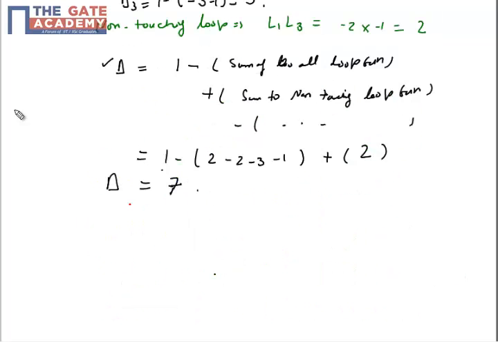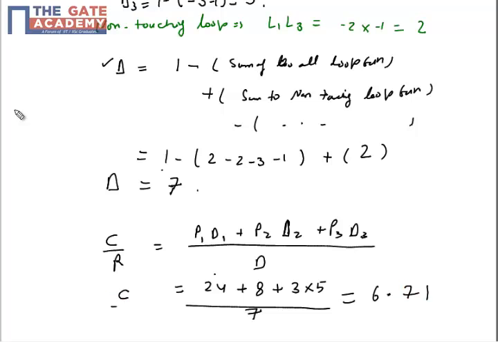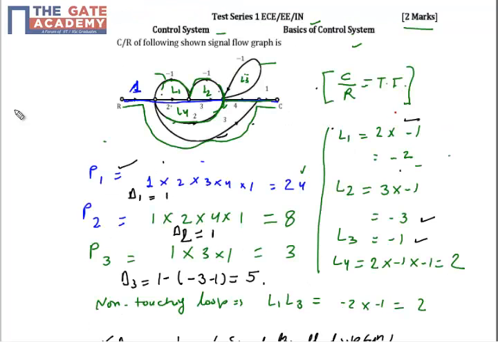Now apply Mason's gain formula. My C by R is P1 delta 1 plus P2 delta 2 plus P3 delta 3, upon delta, which is 24 plus 8 plus 3 into 5, upon 7, which is equal to 6.71. So the transfer function C by R is equal to 6.71 for this case. This is a very interesting problem of 2 marks.